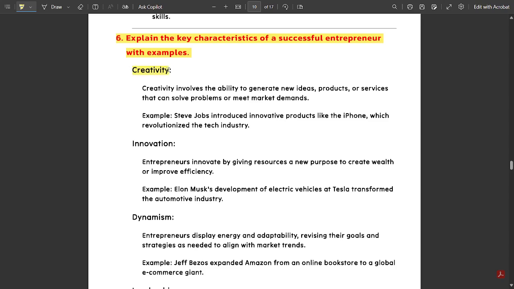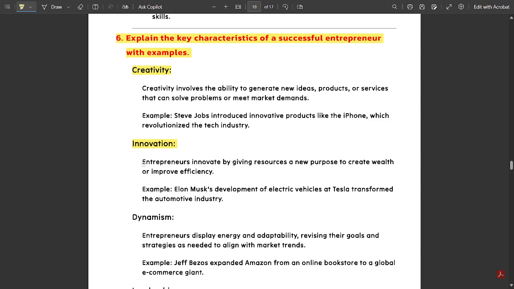So the first characteristic is creativity. Creativity involves the ability to generate new ideas, products, or services that solve problems or meet market demands. For example, they've given one real life scenario: Steve Jobs introduced innovative products like the iPhone, which revolutionized the tech industry. Okay, this is the example of creative innovation.